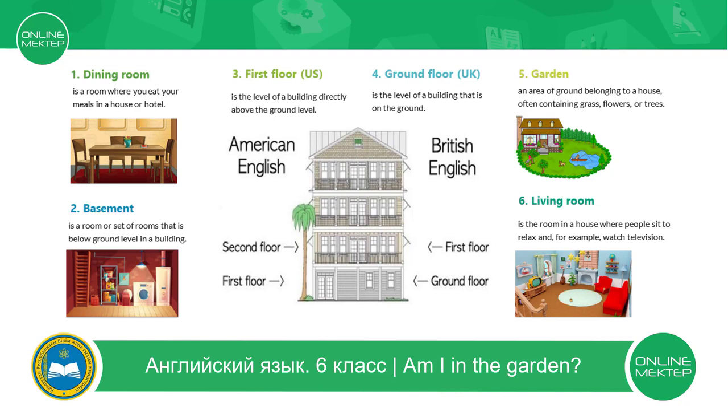5. Garden. Garden. This is an area of ground belonging to a house, often contains grass, flowers, or trees. 6. Living room. Living room. This is a room in a house where people sit to relax and, for example, watch TV.